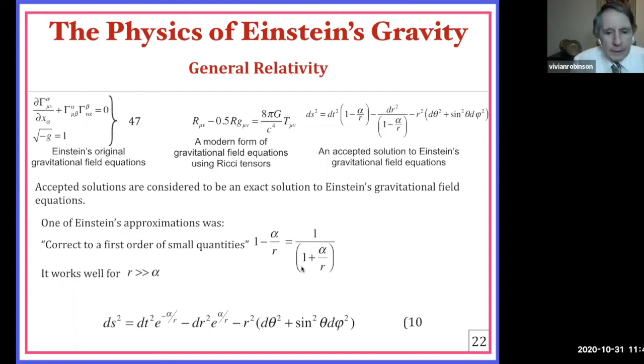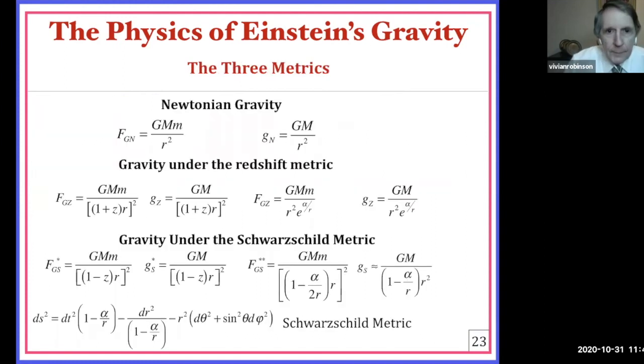One of Einstein's approximations was that, correct to a small order of magnitude, 1 minus alpha over r equals 1 over 1 plus alpha over r. It works well for r much, much greater than alpha. So really this accepted solution only applies for r much, much greater than alpha, as distinct from this redshift metric, which is an exact solution and I think applies for all r over alpha.